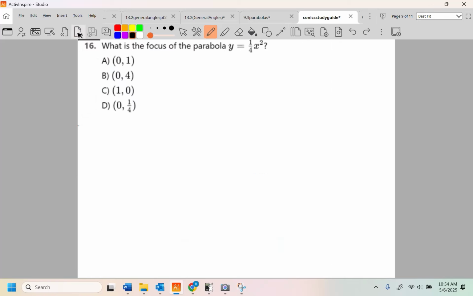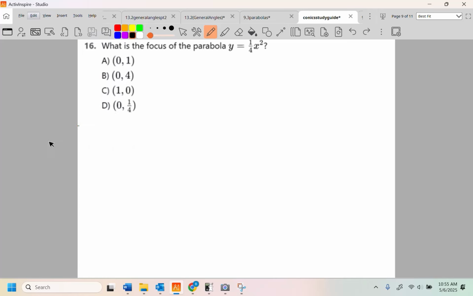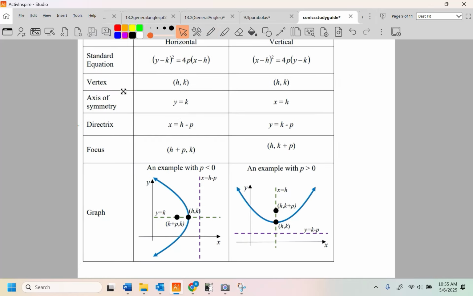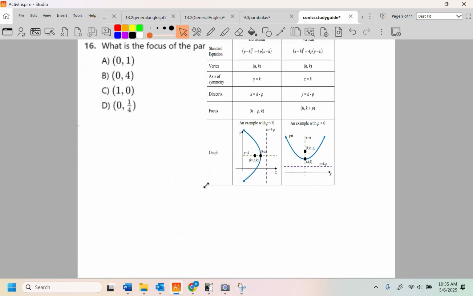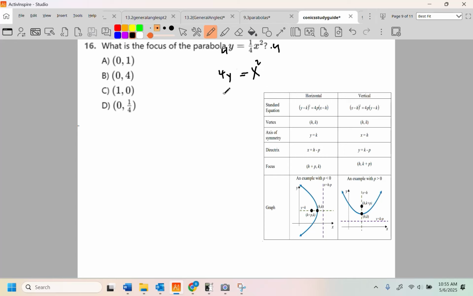Anywho, moving forward, what is the focus of the parabola y equals 1/4 x squared? I'm going to approach this the same way as the last one, with our lineup process. I have to make this look like it's supposed to, so I multiply both sides by 4 because I need x squared by itself. So x squared equals 4y, and this is the 4p part. 4p equals 4, so p is 1.